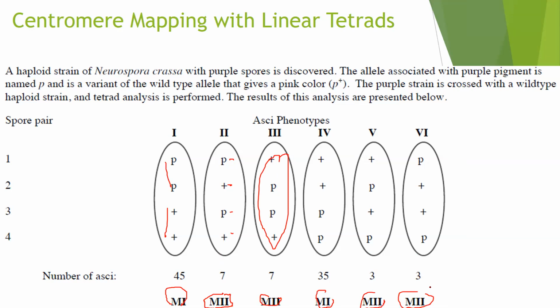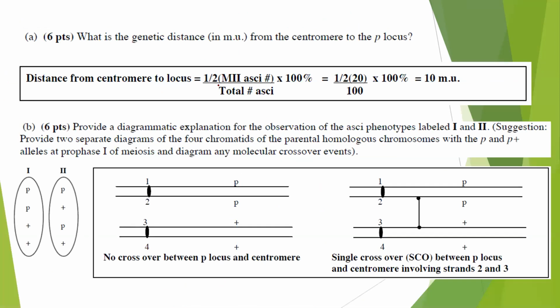Okay. Now the question is, if I give you this information, how do you determine the genetic distance between the P gene and the centromere? Once you understand what is going on behind, it's so easy to use this formula. In the test, I'm not giving you the formula. You have to understand this, and when you understand this, you can easily memorize the formula. So the formula is just like this.